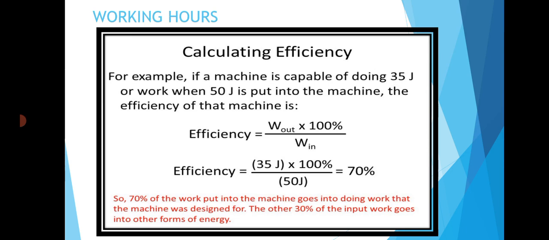100 minus 70, you get 30. Which means that the other 30% of the input work goes into other forms of energy, which means it is converted to other forms of energy. Probably gravitational force was also affected, as well as frictional and inertial force. So let's take note of it. At all times, efficiency is not equal to 100%, as already mentioned.